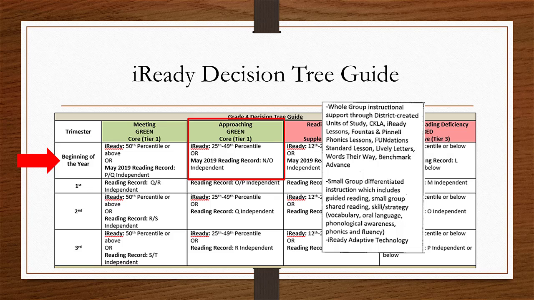Using the decision tree guide, we will be using the top row because we are at the beginning of the year with the fall diagnostic, and we will need to look across the row until we identify where 25 falls. Here we see our student is in the approaching core tier 1 category. This means our student will receive whole group instructional support along with small group differentiated instruction. Because our student scored the minimal percentile for the approaching category, we will want to monitor that student in order to make sure they do not fall into the supplemental tier 2 category with a reading deficiency.